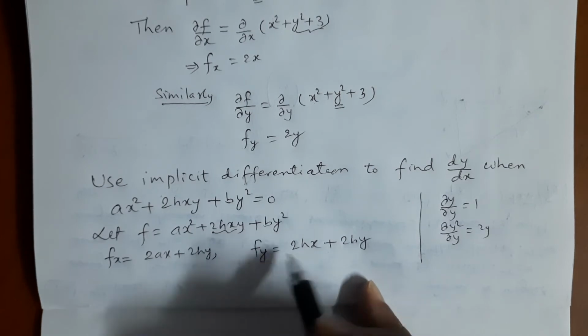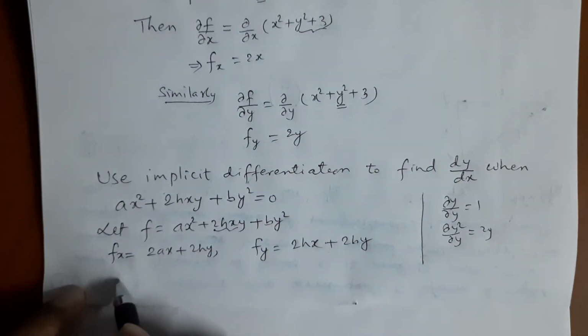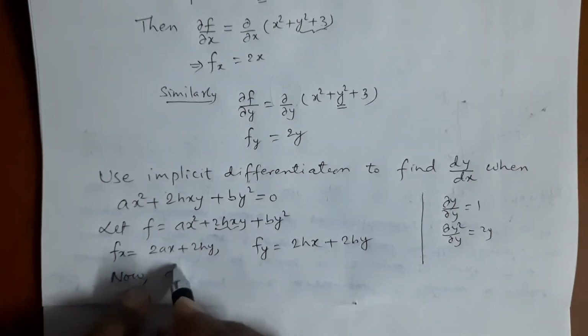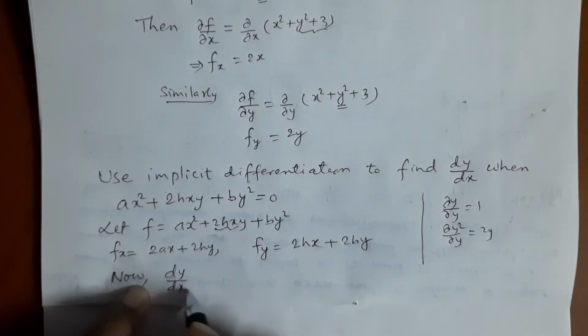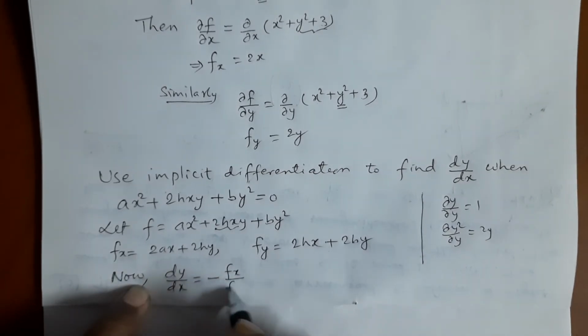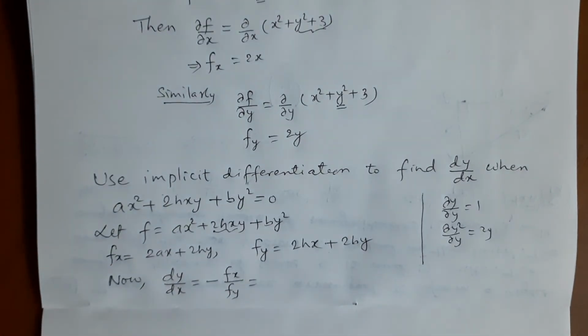So its derivative will be like this. And now the ordinary derivative, dy over dx, is given by minus fx over fy. This gives us the ordinary derivative.